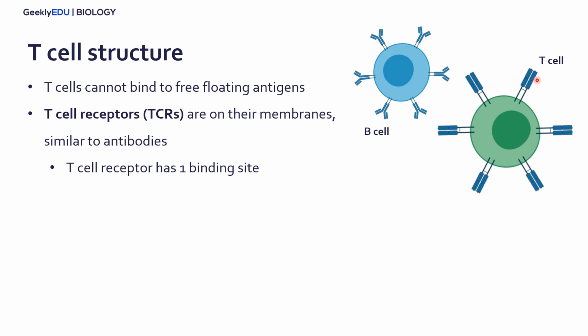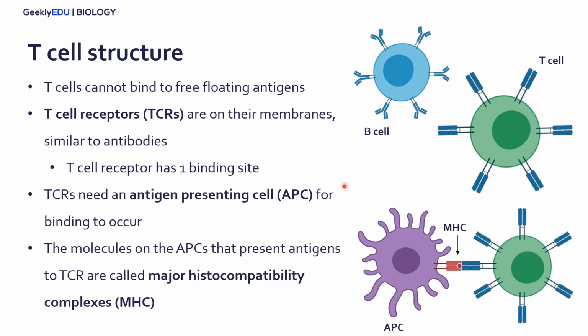But both of these, just like an antibody on the outside, will have a variable region. So this will still be variable depending on the T cell and the type of pathogen it's specifically designed to recognize. And like I said, TCRs can't directly bind to antigens, but actually need an antigen presenting cell to present that antigen to it for the binding to occur.